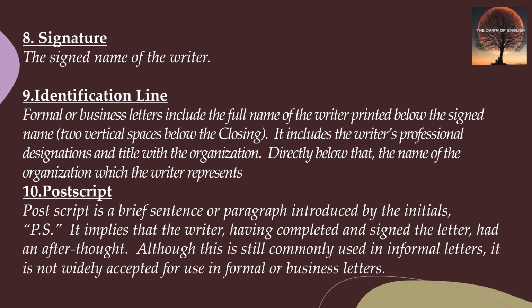Now next is the signature, the signed name of the writer. Then the identification line. Formal or business letters include the full name of the writer printed below the signed name, two vertical spaces below the closing. It includes the writer's professional designation and title with the organization directly below that, and the name of the organization which the writer represents.